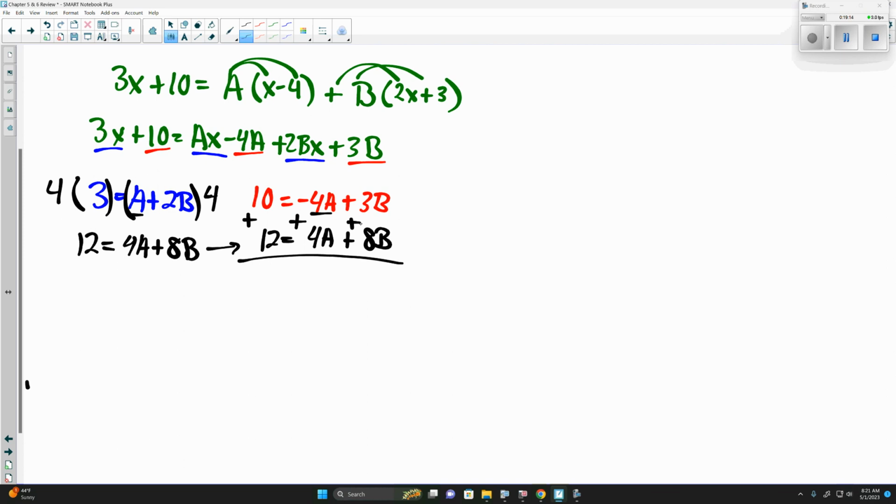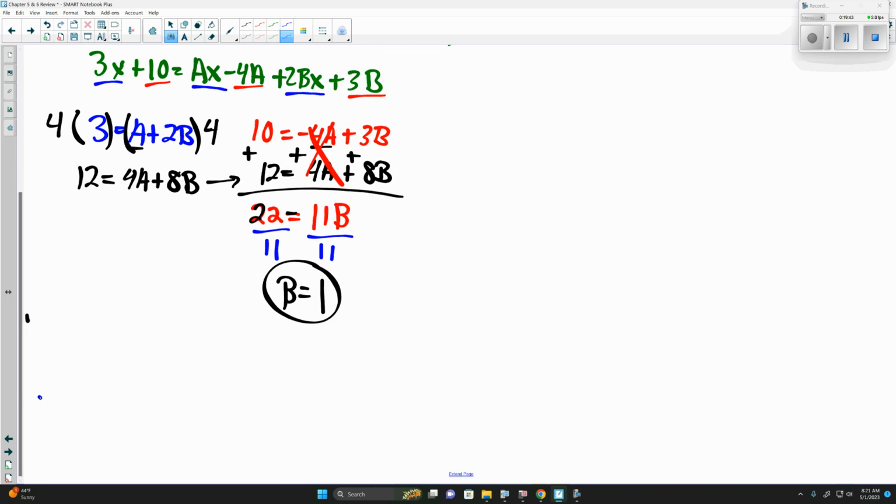10 plus 12 is indeed 22, is equal to negative 4a plus 4a is 0, and 3b plus 8b is 11b. At this point, we can divide both sides by 11, telling us b is 1. Now at this point, I just need to pick an equation to use. I'll use our original equation, 3 is equal to a plus 2b.